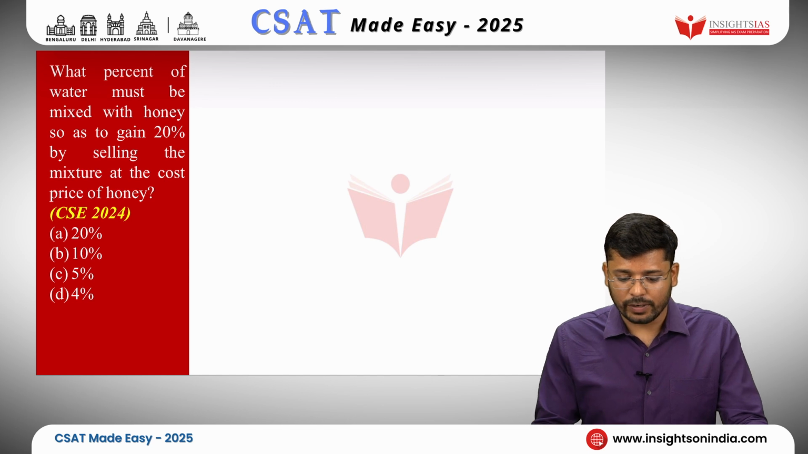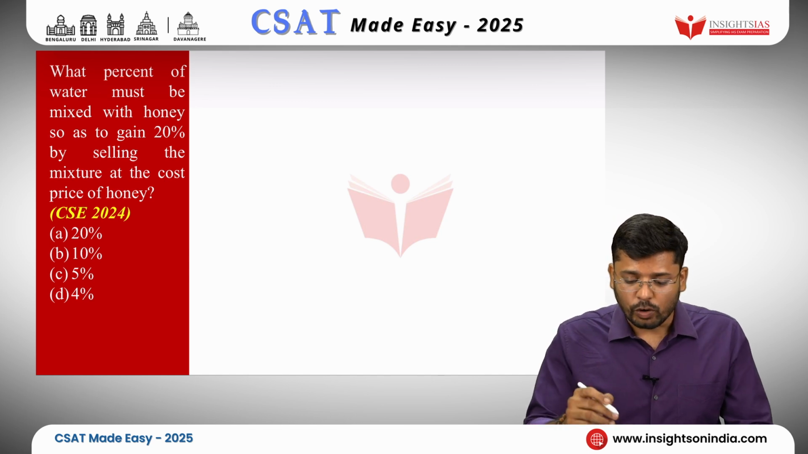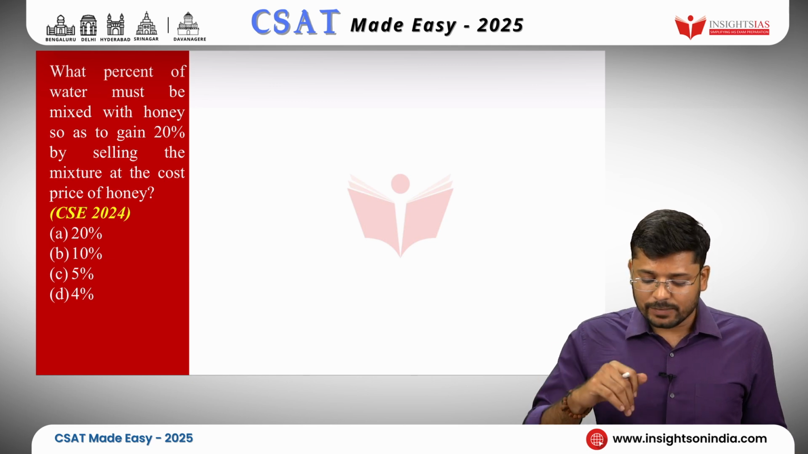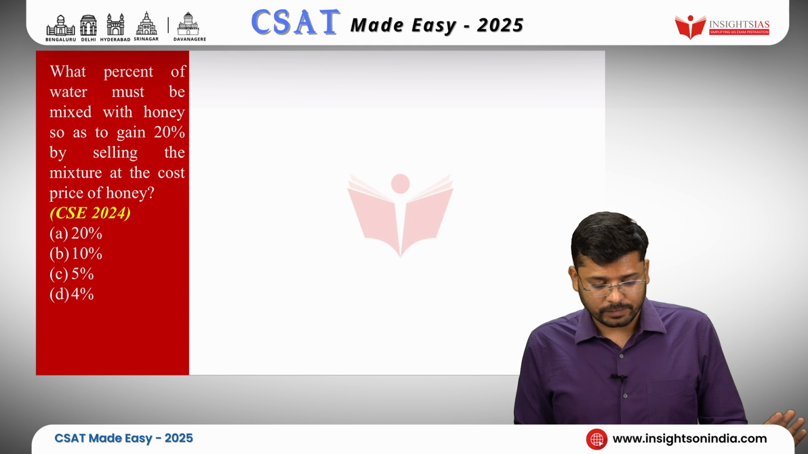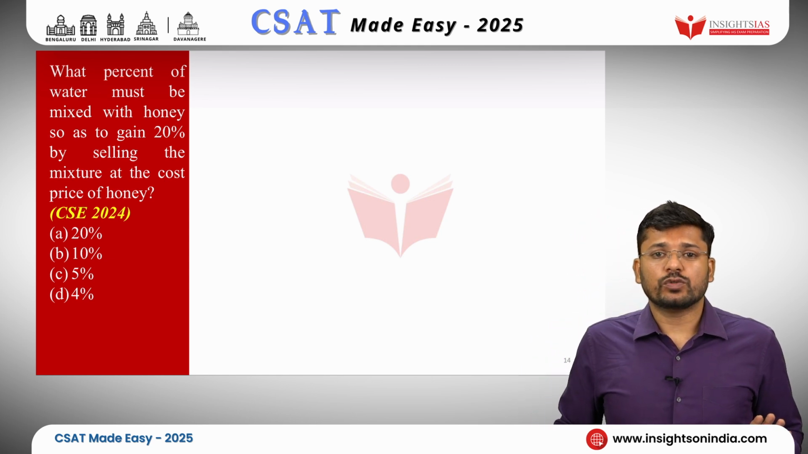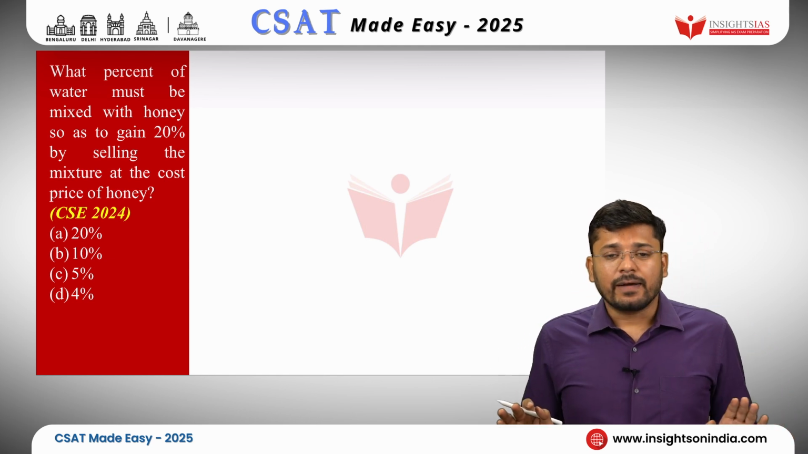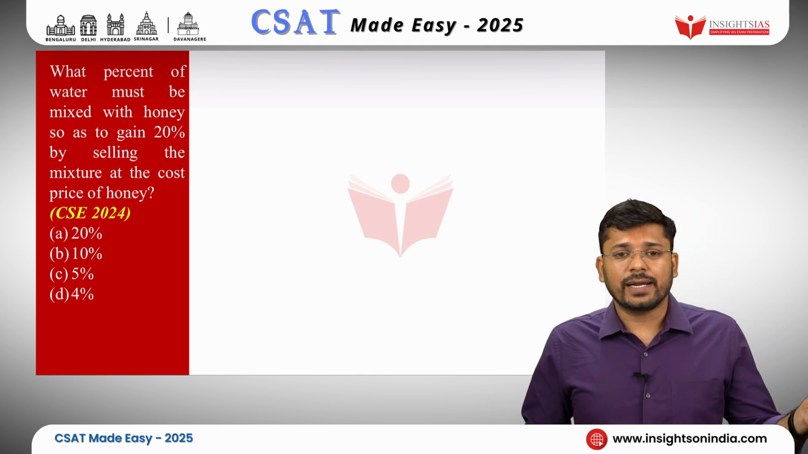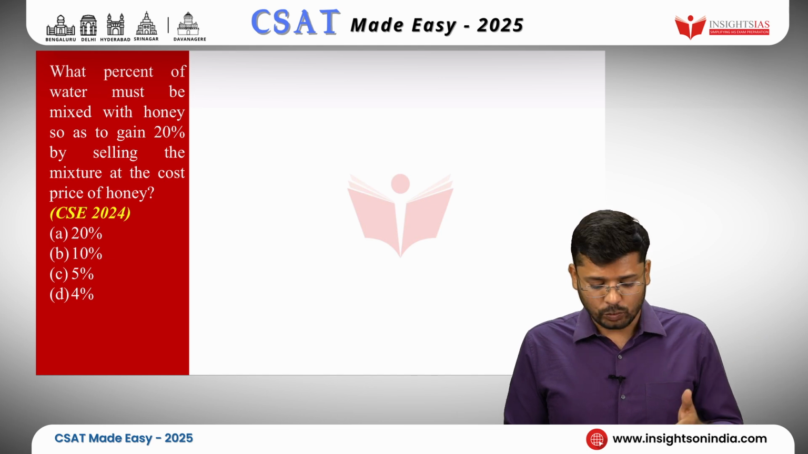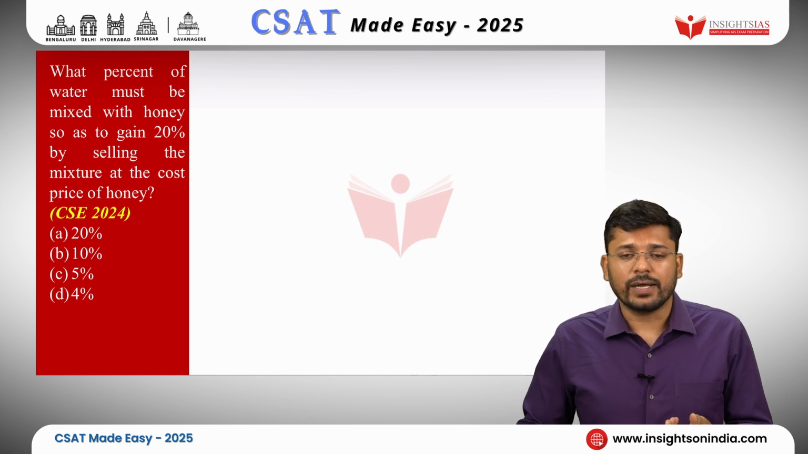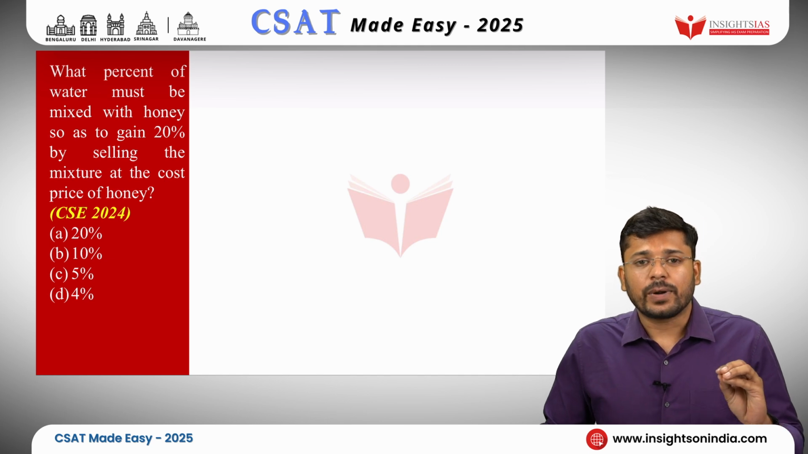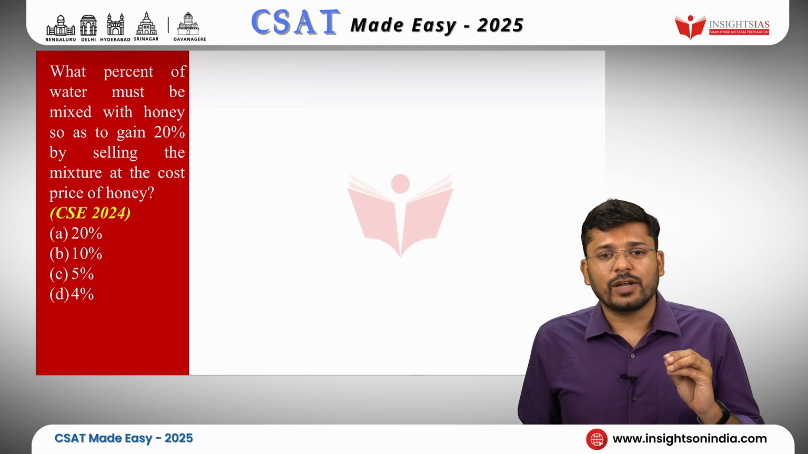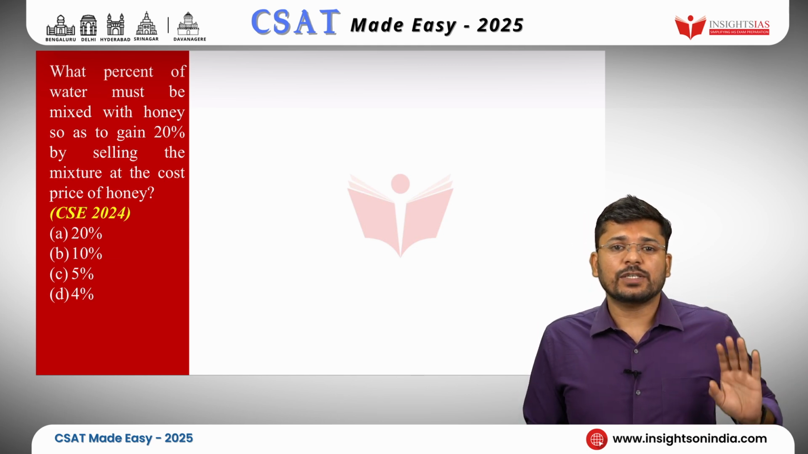In this context, he needs to get a profit of 20%. So how much water should he mix with the honey? That is the question. Okay, how do we solve this? We will assume the cost price of the original honey to be 100 rupees. Now there is no absolute rupee value here, so we can assume the cost price of honey per kg to be 100 rupees, and we will assume that he bought x kgs of honey.